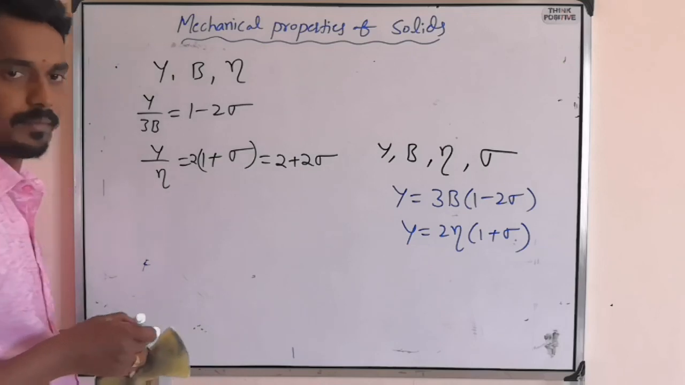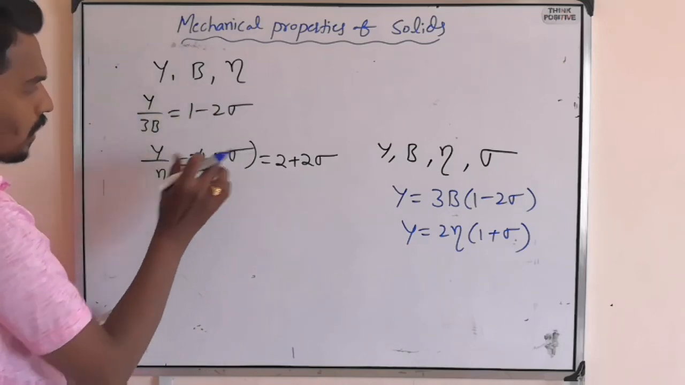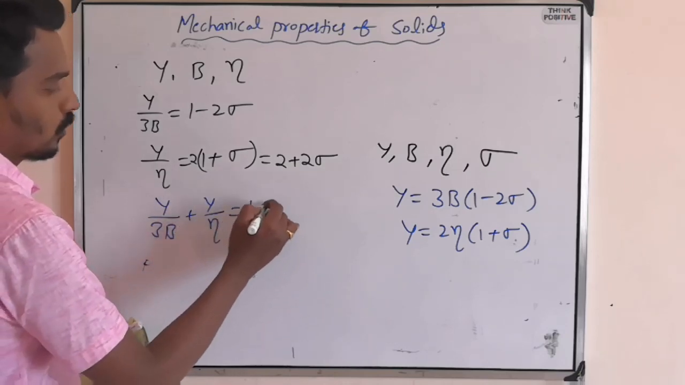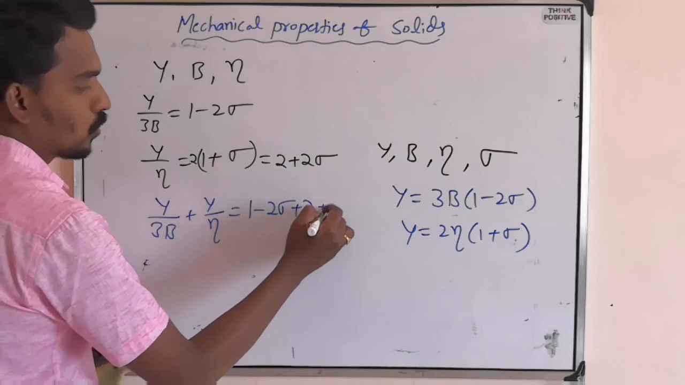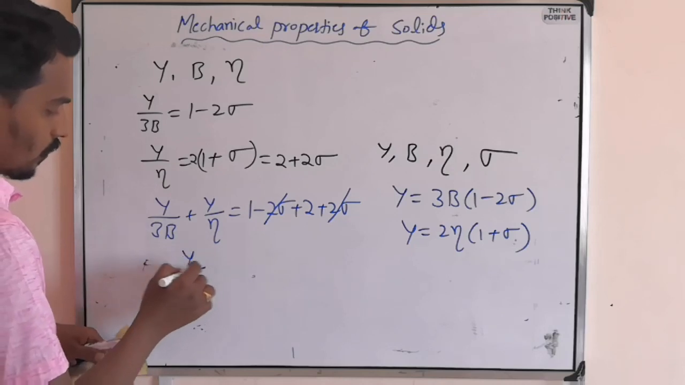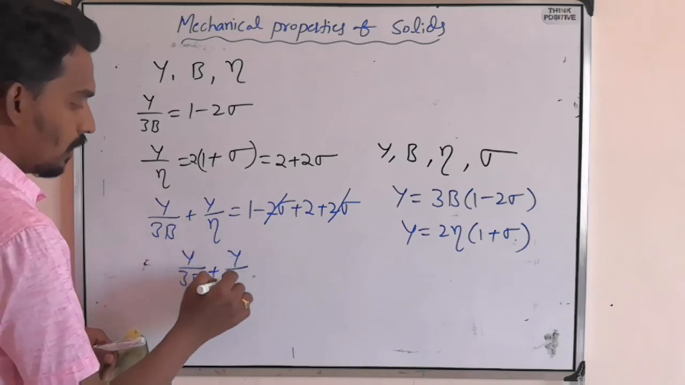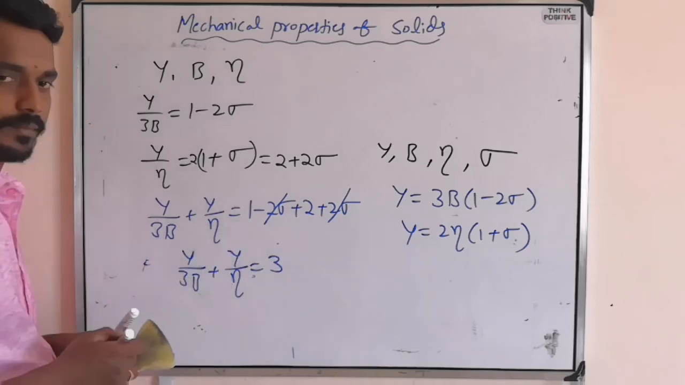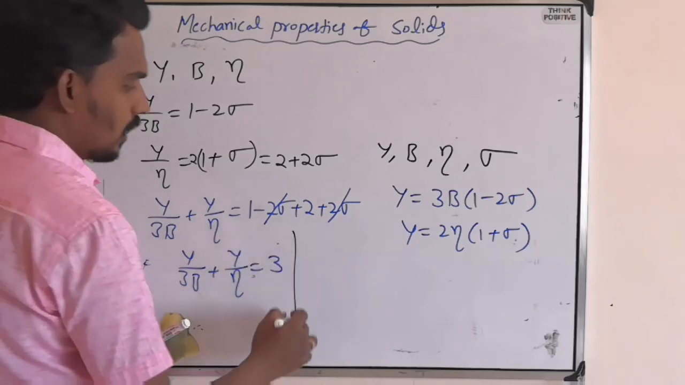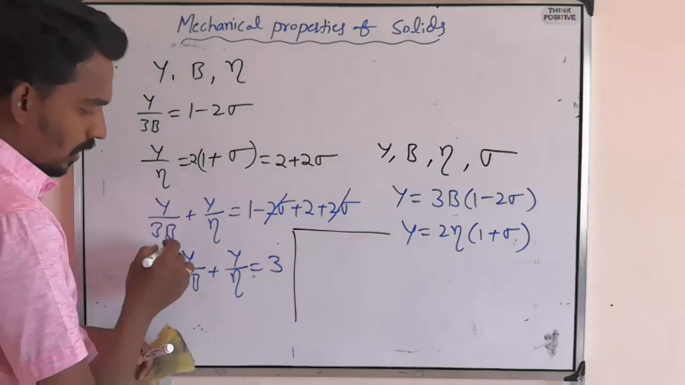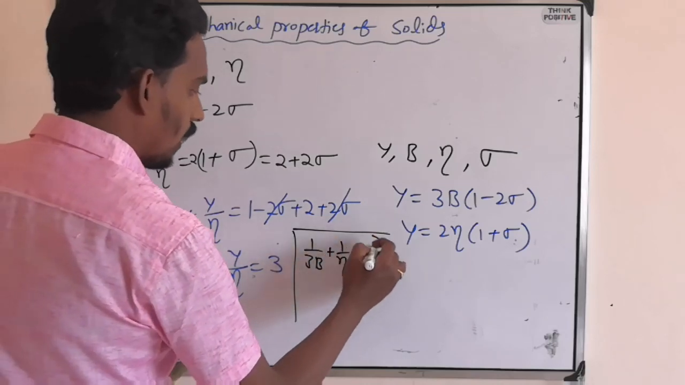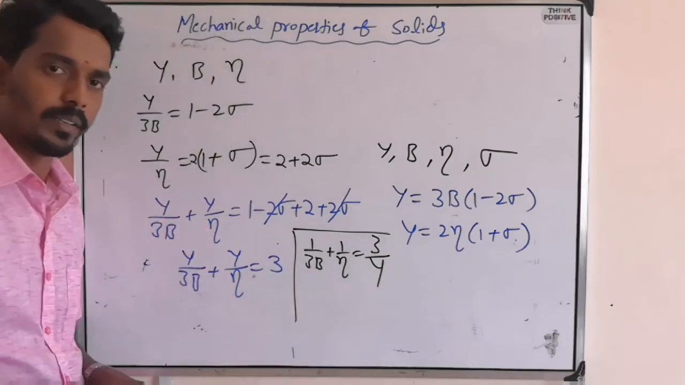Now if you add both of them, Y by 3B plus Y by neta equal to 1 minus 2 sigma plus 2 plus 2 sigma. The 2 sigma and 2 sigma cancel. Then Y by 3B plus Y by neta equal to 3. So this is the relation between Y, B and neta. Similarly, you take Y common and bring it to this side. So 1 by 3B plus 1 by neta equal to 3 by Y.